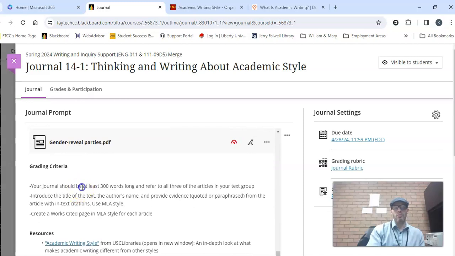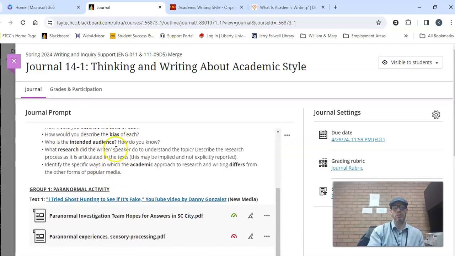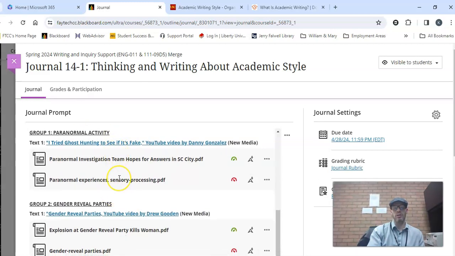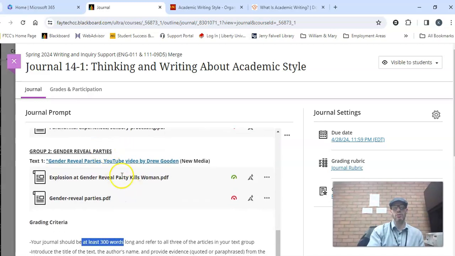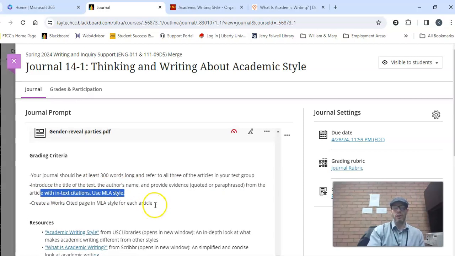Your journal should be a minimum of 300 words. Now, you're going to need to write more than that, honestly, in order to capture all of these elements across all three of your texts, whether the paranormal activity text or the gender reveal party text. You need to refer to all three articles in your text group. Cite them, paraphrase them, use in-text citations in MLA style, and create a works cited page.